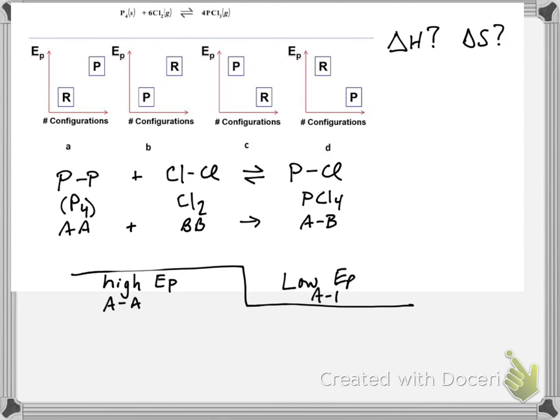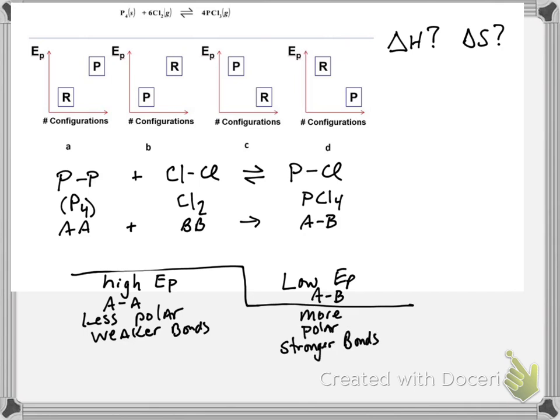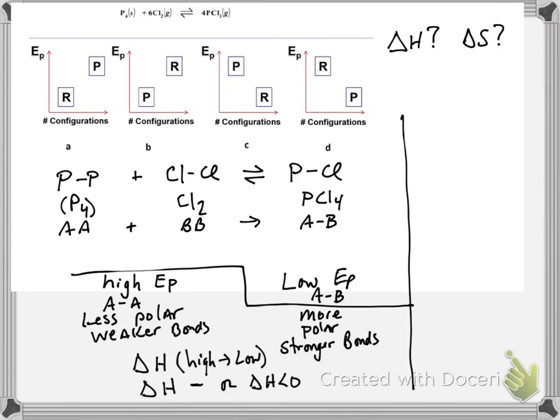Potential energy goes from high to low. AA bonds have higher potential energy because they're less polar, giving weaker bonds. AB bonds are more polar, and they're stronger in general. So we would assign delta H this way, going high to low. And if it goes high to low, then the sign of delta H must be negative, or less than 0. Okay, so that's the energy analysis. So delta H less than 0. We then look at the entropic analysis.